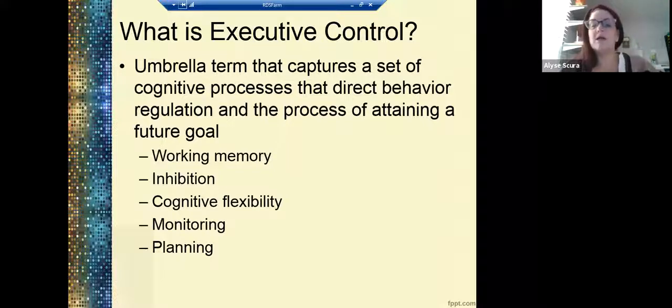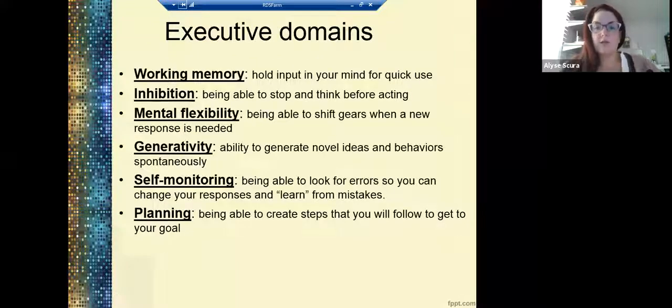So I'm going to talk about all of these things in more detail, but the categories and the processes that are under executive control are working memory, inhibition, cognitive flexibility, monitoring, and planning. So these are executive domains.